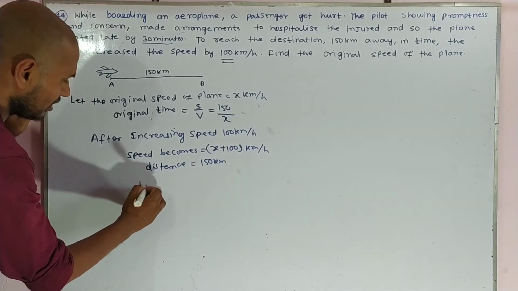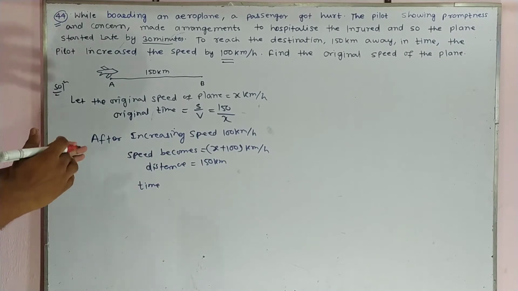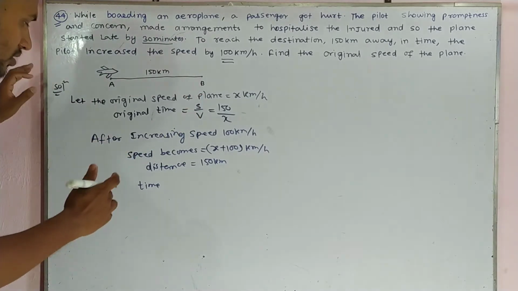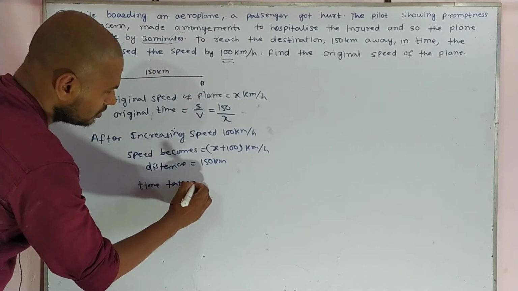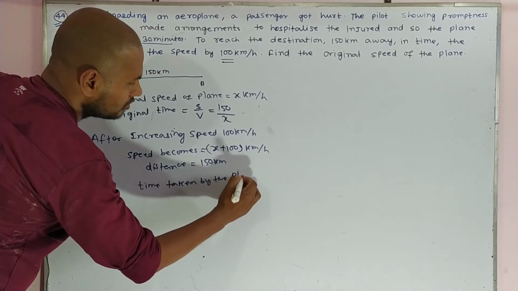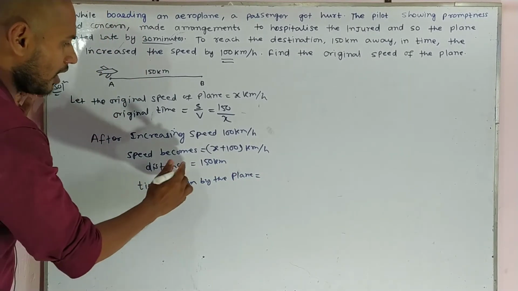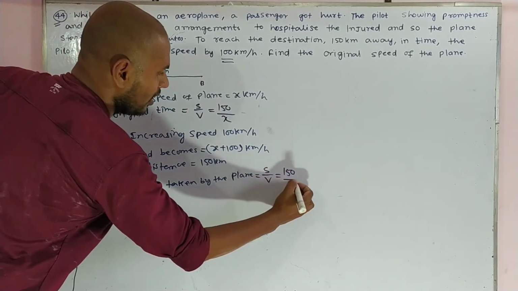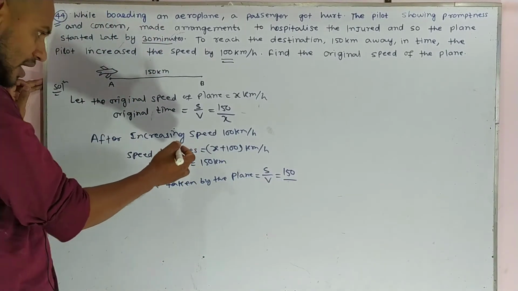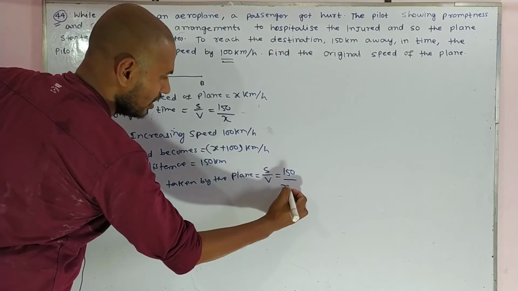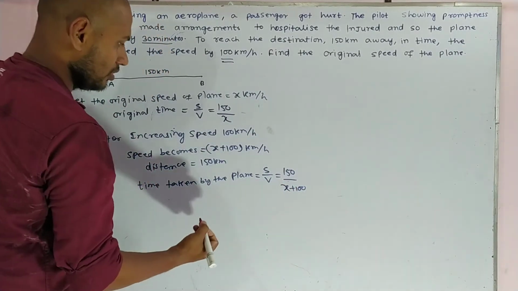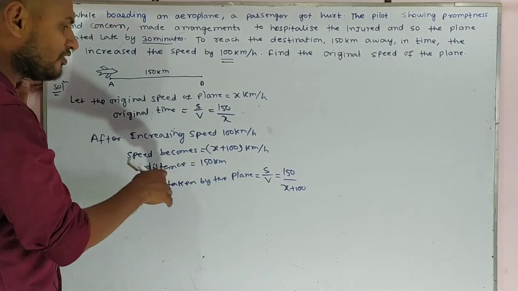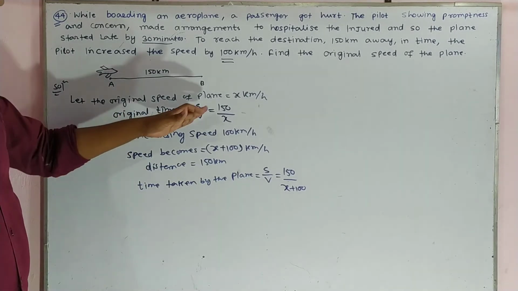So the time taken by the plane to reach from A to B will become how much? The time taken by the plane will be equal to S by V. The formula S by V, with S the distance 150 and the speed increased by 100, so the speed becomes x plus 100. I hope you are able to follow me. This one is the time taken by the plane after increasing the speed, and this one is the original time taken by the plane.